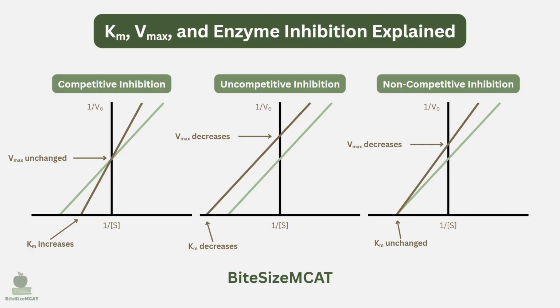In non-competitive inhibition, a special type of mixed inhibition, the inhibitor binds to an allosteric site on both free enzyme and ES complex equally. This results in Km not changing while Vmax decreases.